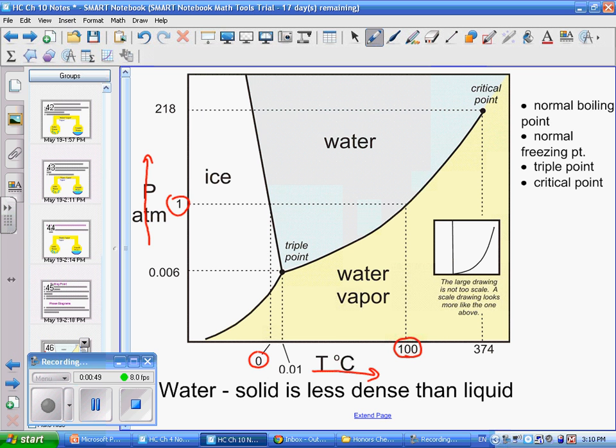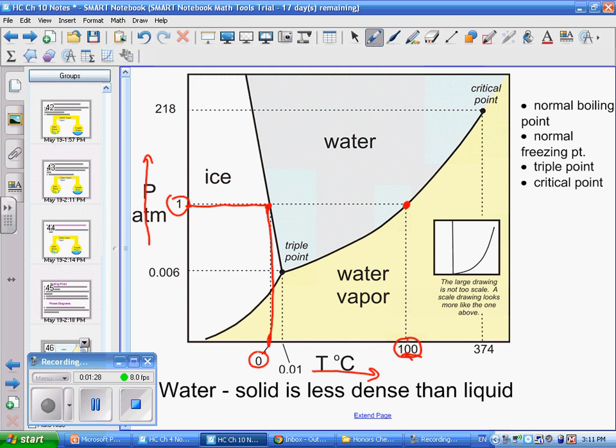And I notice a few things. The point at which 1 atmosphere and 0 degrees Celsius hit is called my normal freezing point. So the NFP, or the normal freezing point, is the temperature at which it hits when there is 1 atmosphere of pressure. For water, it's 0 degrees. The normal boiling point is 100 degrees because it's the point at which these lines intersect here. So the normal boiling point is 100 degrees at 1 atmosphere. The normal freezing point is 0 degrees at 1 atmosphere.